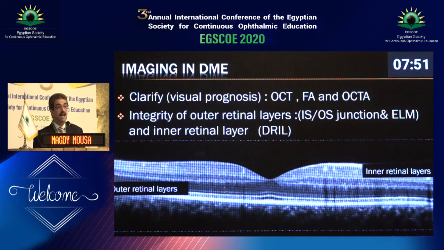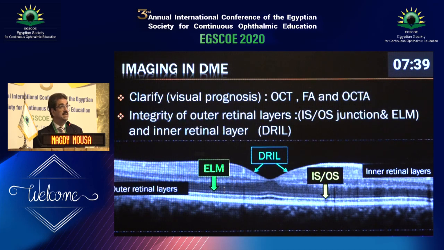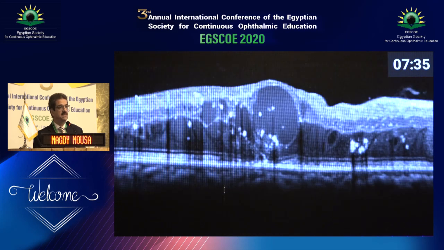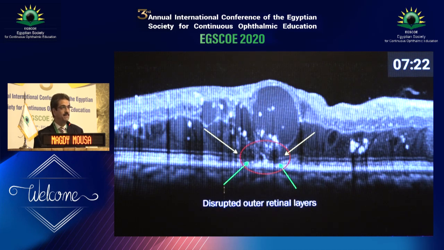Third thing, imaging in diabetic macular edema. We need to know the prognosis. The prognosis depends on outer layers and inner layers. The outer layers include the external limiting membrane and the inner segment, outer segment junction. And the inner layers, disorganization of these inner layers is a very bad prognostic factor, and we will see a couple of examples. This is an example of disruption of the outer layers including the external limiting membrane and ISOS, which means there is disruption of both these layers, which is a very bad prognostic factor.